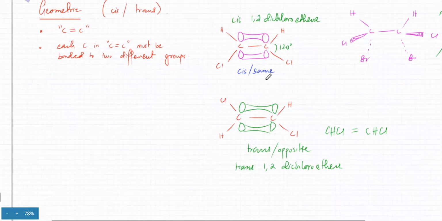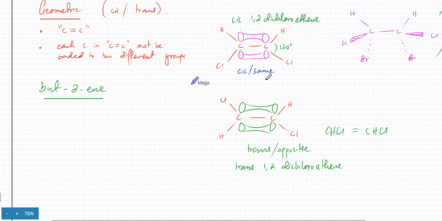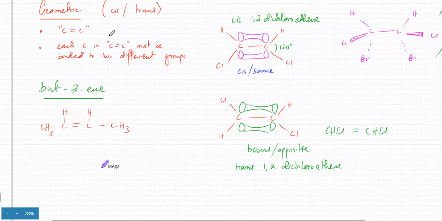We're going to search for geometric isomers as long as these conditions are met. For example, let's say a butene molecule. Let's try and find whether butene is going to show cis and trans isomers. But is 4 carbon atoms, and 2-ene means there's a double bond, and this is CH3, this is H, and this is CH3. Would it form cis and trans isomers? Would it form geometric isomers? Let's look at the conditions needed.